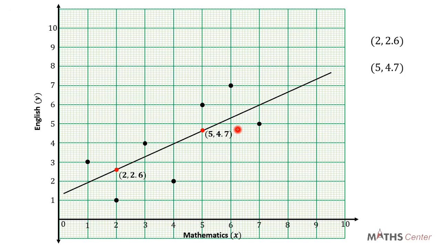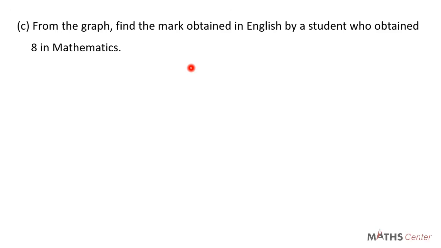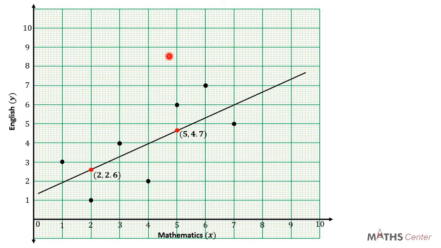Let's look at the next part of the question. The next part of the question says that from the graph, find the mark obtained in English by a student who obtained 8 in mathematics. So we are going to use the graph to find the mark obtained in English by a student who obtained 8 in mathematics. So what we will do is that the student obtained 8 in mathematics.